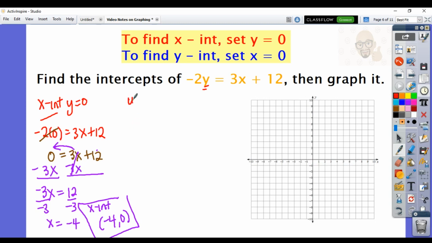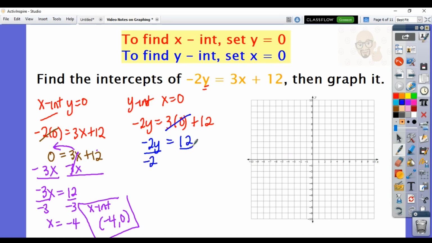In finding the y-intercept, x must be equal to 0. So negative 2y is equal to 3 times 0 plus 12. 3 times 0 is canceled. So what's left now is negative 2y is equal to 12. Divide by negative 2, divide by negative 2. y is equal to negative 6. So therefore, the y-intercept is (0, negative 6).